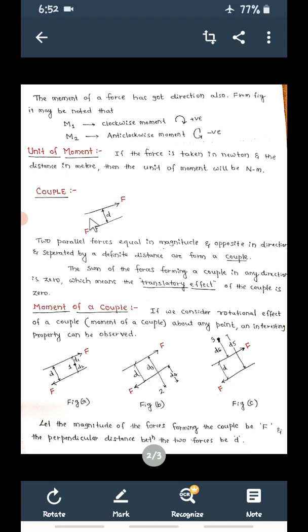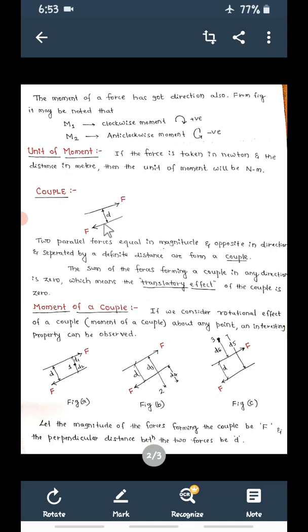These two are parallel, they are opposite in direction, and they are separated by a distance d. Now if you move these forces like this, there is a rotation, either clockwise or sometimes anti-clockwise. This is called a couple. Now, if you want to form a couple, what is required?